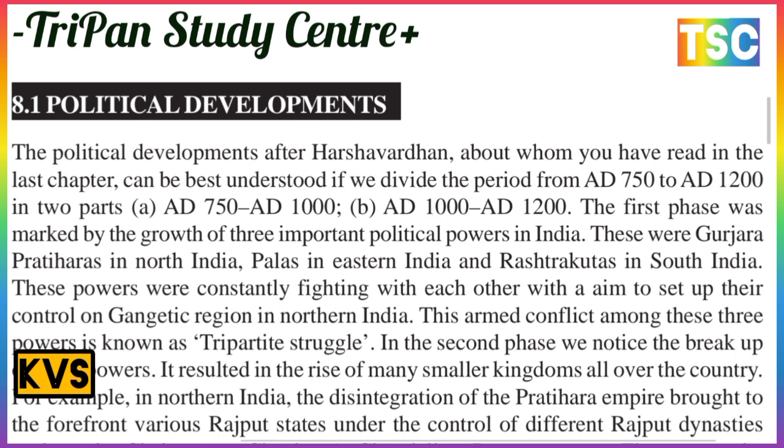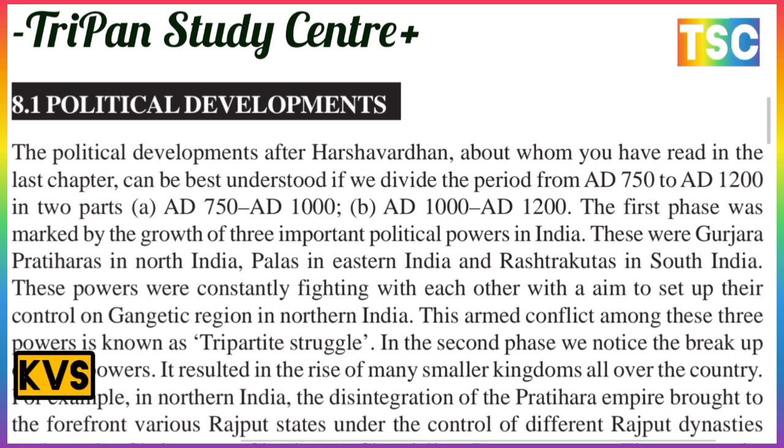The political development after Harshavardhana, as you have read in the last chapter, can be best understood if you divide the period from AD 750 to 1200 into two parts. The first part is AD 750 to 1000, which is important, and the second part, AD 1000 to 1200, is also an important part.